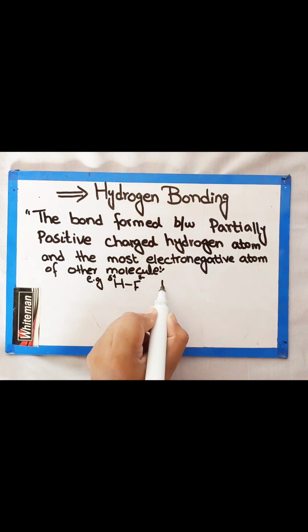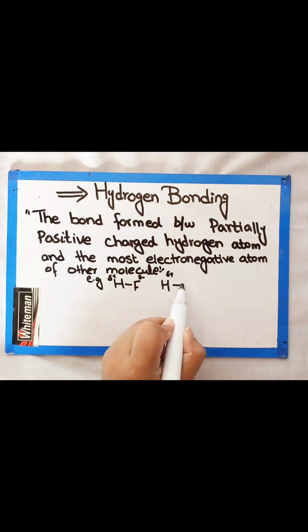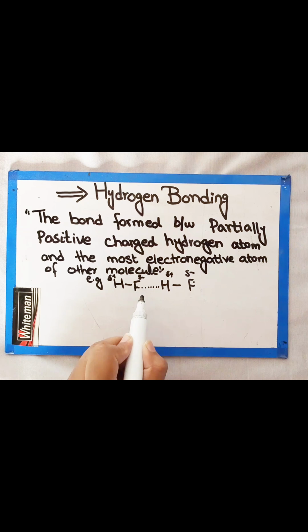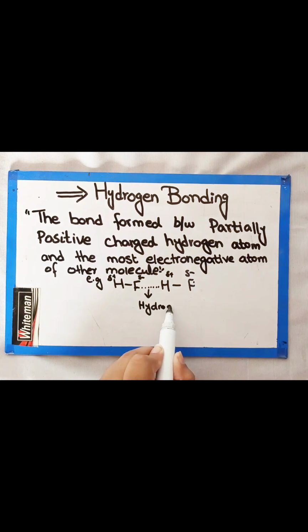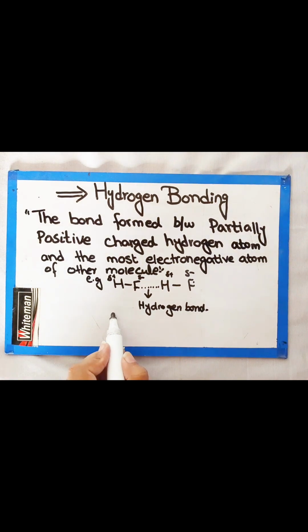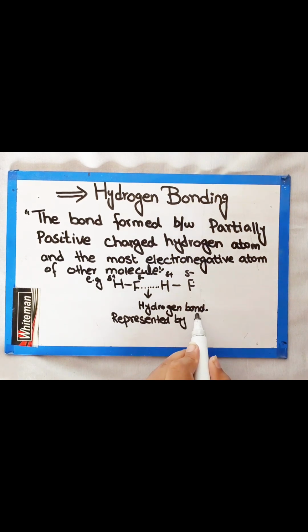For example, when one molecule of hydrofluoric acid comes near to another molecule of hydrofluoric acid, the bond that is formed between fluorine, the most electronegative atom of the periodic table, and the hydrogen atom carrying partial positive charge, is a hydrogen bond, and a hydrogen bond is represented by a dotted line. Other bonds, ionic bond, covalent bond, dative bond, are represented by a complete line or a single arrow, but a hydrogen bond is represented by a dotted line.